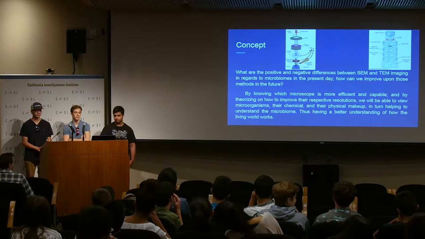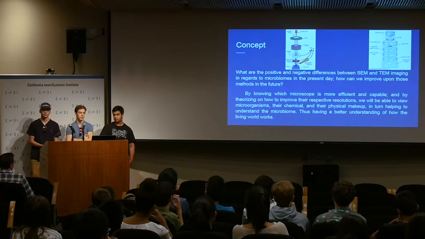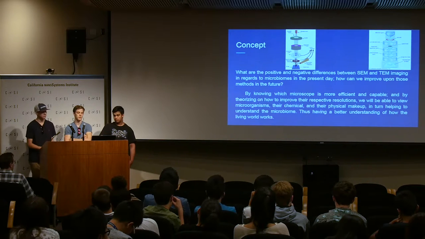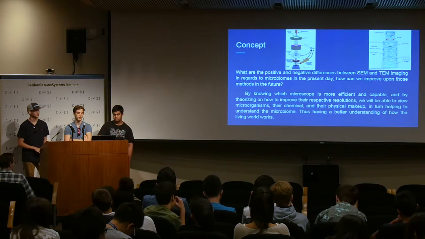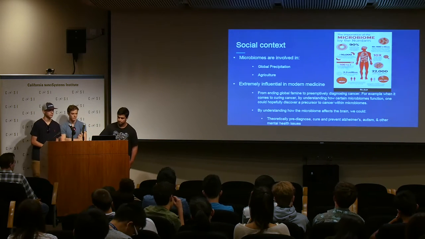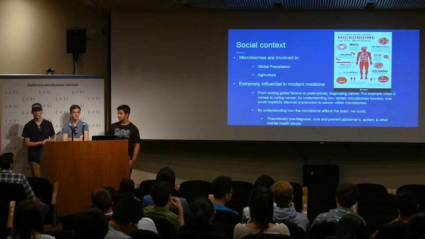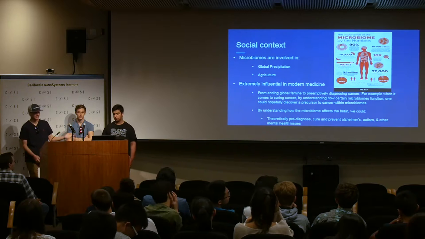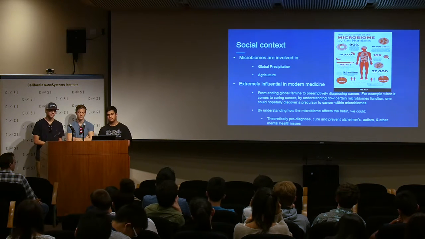By knowing which microscope is more capable, we could come up with new ways to improve their respective resolutions in order to better understand the chemical and physical makeup of whatever you're looking at. Now, microbiomes are in a lot of things, from the human body to global precipitation and agriculture, as shown in the slides. And it is extremely important in medicine, because if we figure out how the microbiomes work in the human body, we could pre-diagnose certain diseases and figure out how they work and possibly cure them.